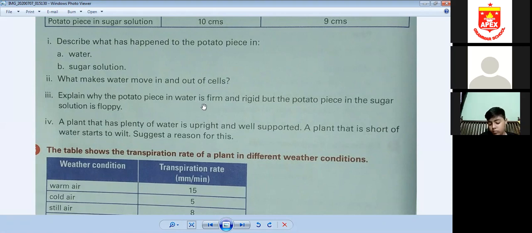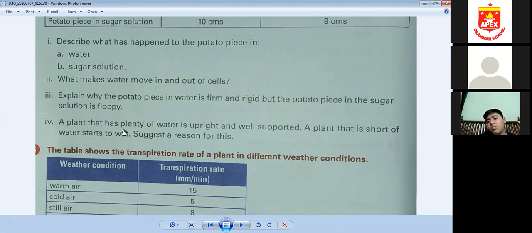So definitely, water molecules cannot pass through inside the potato piece, and because of that the piece becomes rigid. But it was the opposite in the piece which we put into a strong sugar solution, because the water molecules can pass through the semi-permeable membrane. So because of that, this piece becomes floppy and soft. So this is the reason.